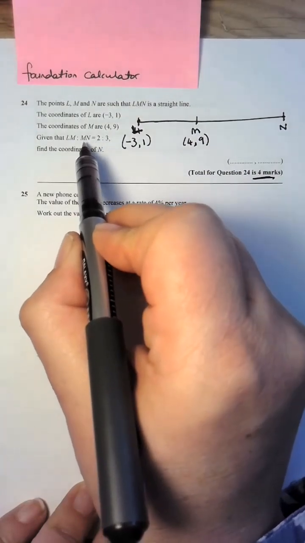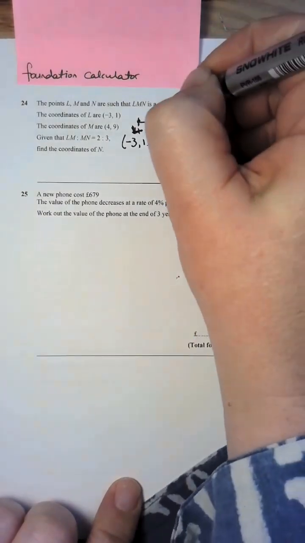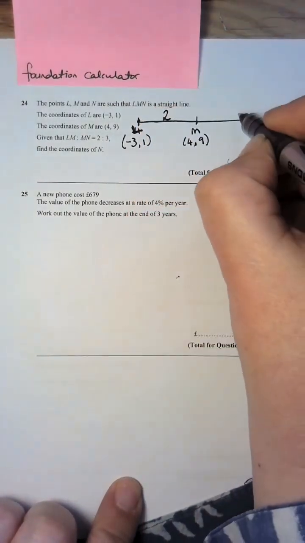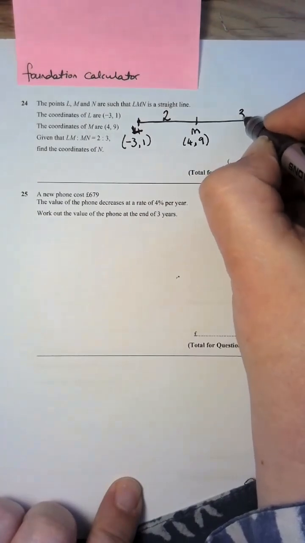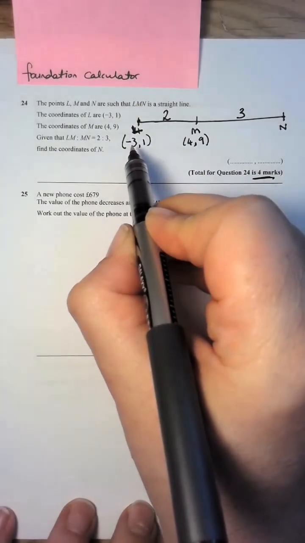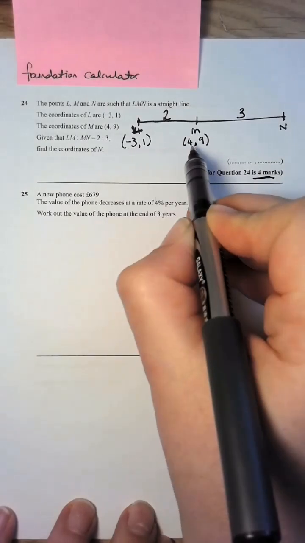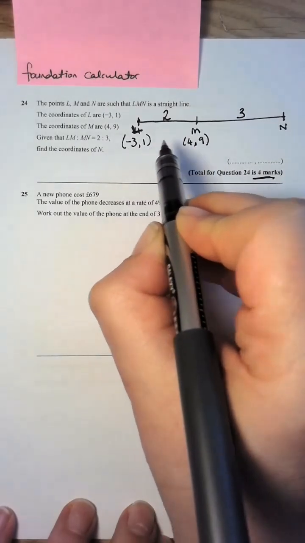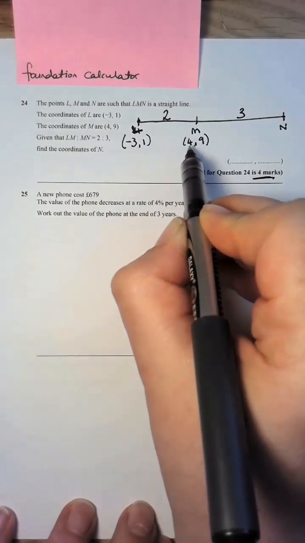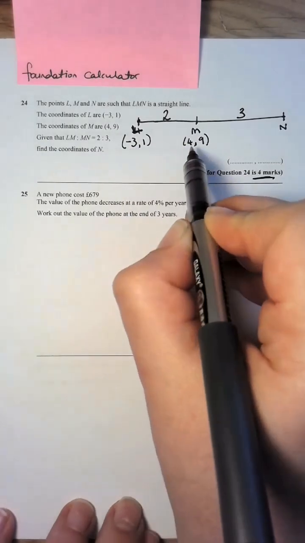Given that LM and MN are 2 to 3, this is 2 movements, and this here is 3. I need to find out what the movement is between here and here. I'm actually going to use vectors because I'm going from this point to this point. Vectors, doesn't matter. I need to find the difference. How much does the X move from here to here?